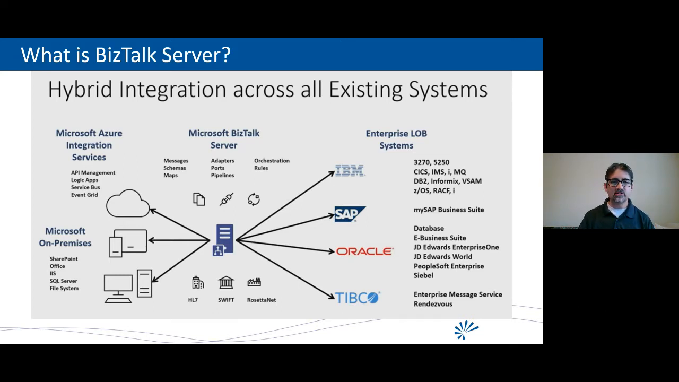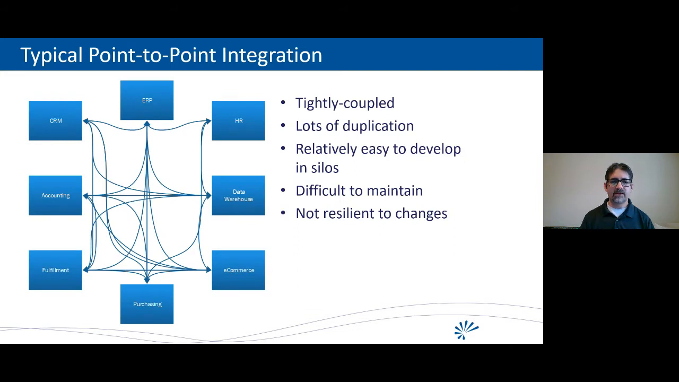Moving on to the kinds of problems that we solve with BizTalk Server, this is a typical point-to-point integration diagram, and you can see we have lots of tightly coupled systems. We have a CRM, an accounting system, a fulfillment system, purchasing, ERP, etc. As an enterprise grows over time, it's not uncommon to create a single line of integration between one system and another, and you end up with lots of tightly coupled duplicated endpoints.